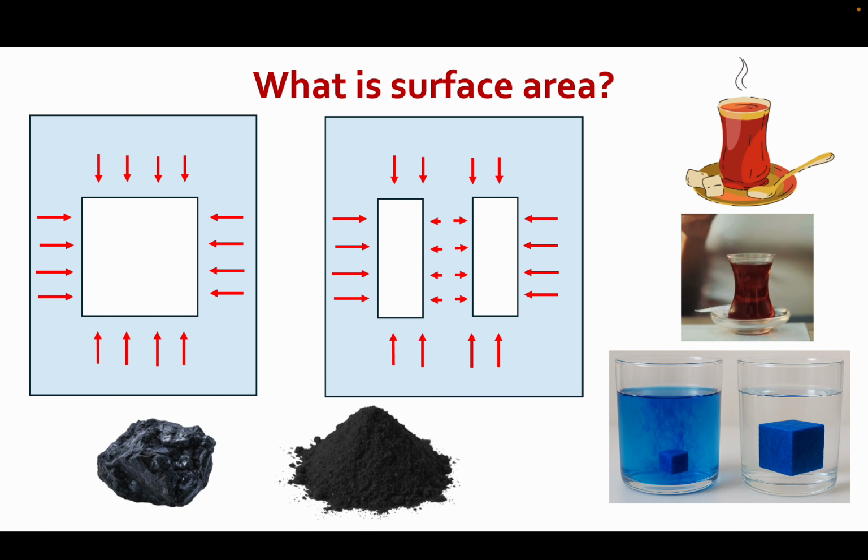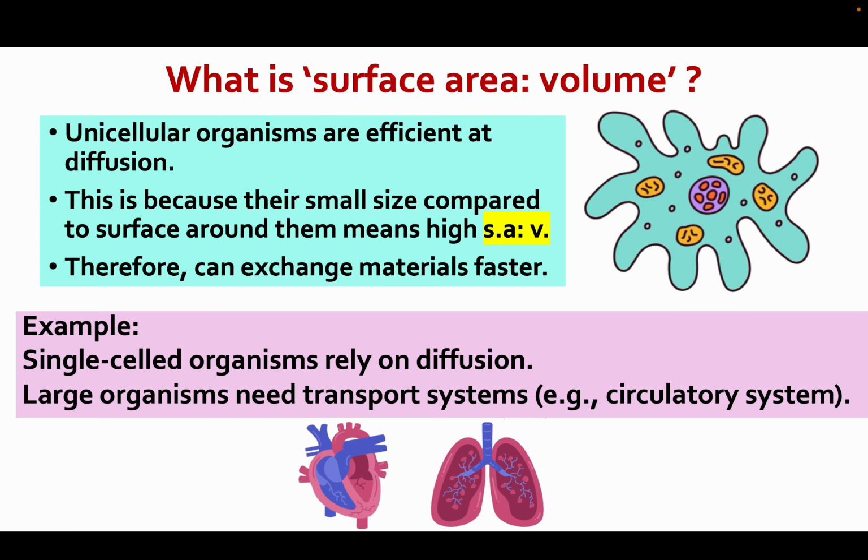That's because it has a large surface area to volume ratio, meaning for its size, more of the cube's surface is exposed to the water compared to the large cube. This allows dye molecules to diffuse out faster, which is why the left cup shows more blue colour spreading through the liquid.